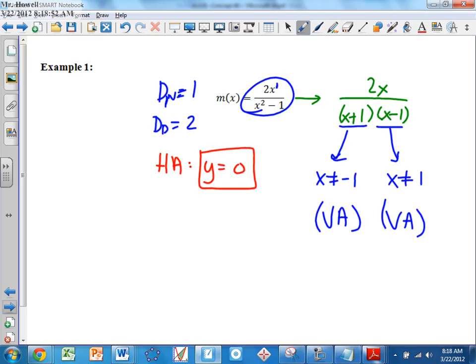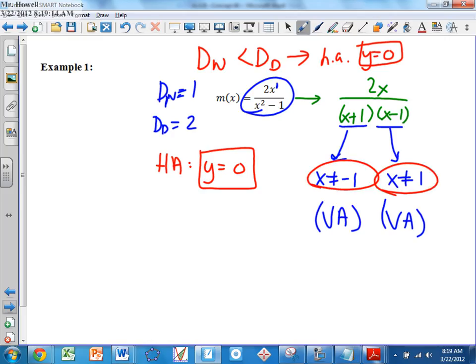Derek, either you memorized it or you plugged in infinity. Which one was it this time? You just remembered it. Okay, I recommend that again. Whenever the degree of the numerator is less than the degree of the denominator, you always have a horizontal asymptote at y equals 0. Okay, that always happens. So in this case, that's our horizontal. So we've got two vertical asymptotes already, and we've got a horizontal asymptote. So already I've got a lot going on with this graph. We've done our asymptotes already.